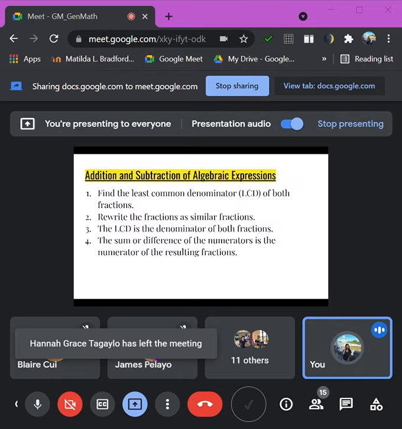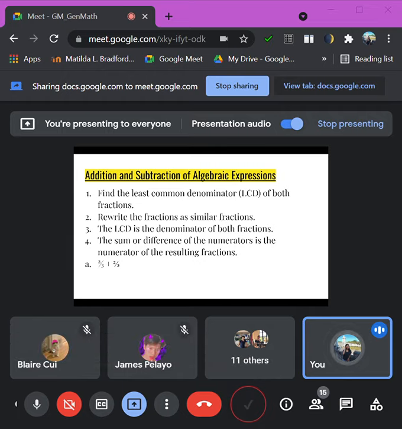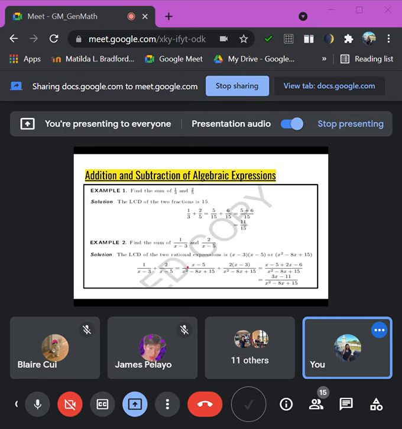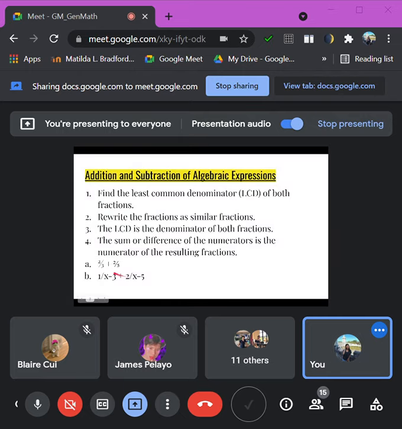Okay, so those are the steps, class. But actually, it is somehow the same as how you add and subtract fractions. I will let you see it on a Jamboard so it is easier for you to understand. We have there 2/3 plus 1/3, 2/3 plus 2/5.